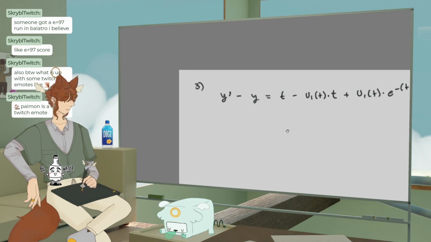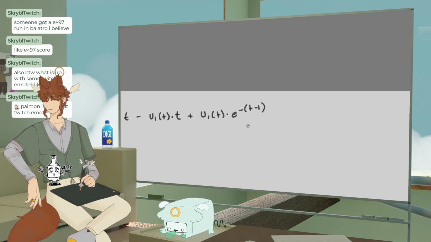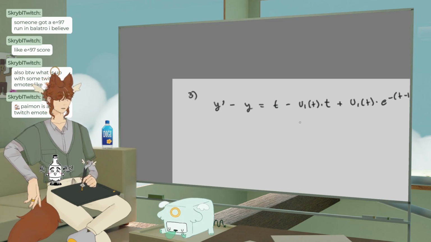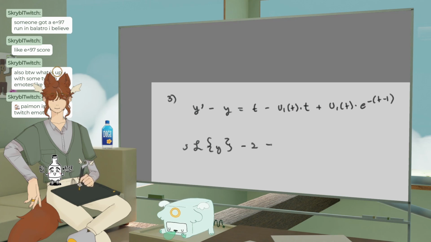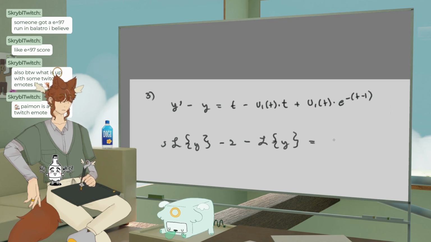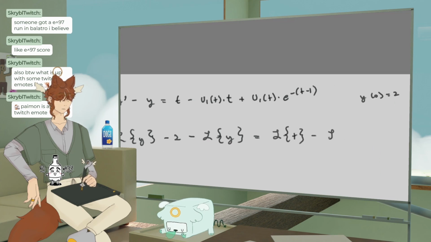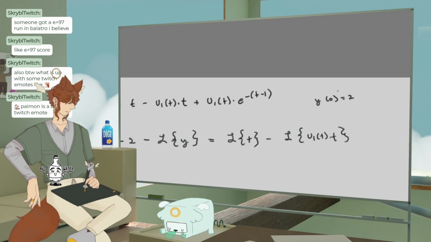Alright, are we ready to Laplace it up? I'm gonna speedrun this. Oh, our initial conditions: y of 0 equals 2. Oh, it's a first order differential equation. Okay, that means we have s times the Laplace transform of y minus 2 minus the Laplace transform of y. So I just took the Laplace of that side and expanded it out quickly. Equals the Laplace transform of t minus the Laplace transform of u1 of t times t, which I could also do out really quickly.